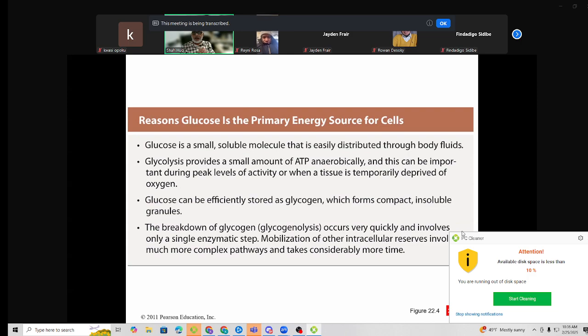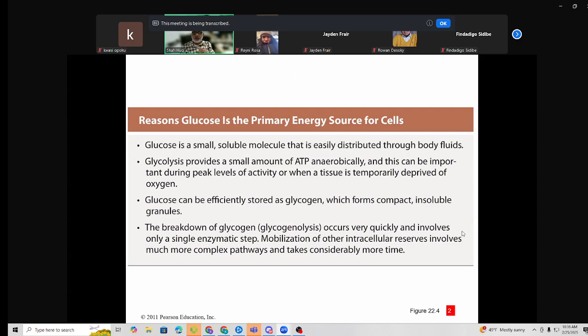Number 3, glucose can be efficiently stored as glycogen, which forms compact insoluble granules. This is another point why glucose should be used, because we want to get rid of glycogen. Why? Because glycogen is a big molecule and glycogen forms insoluble granules. So these are not favorable for the cells. The more you can break down the glycogen, the happier the cells are.